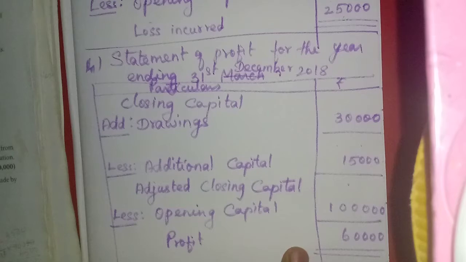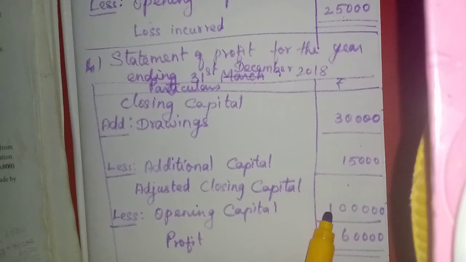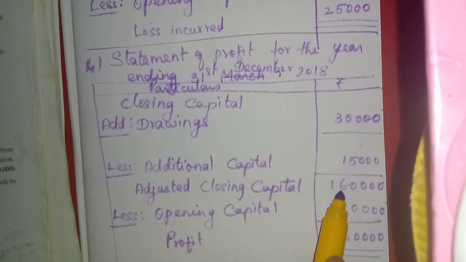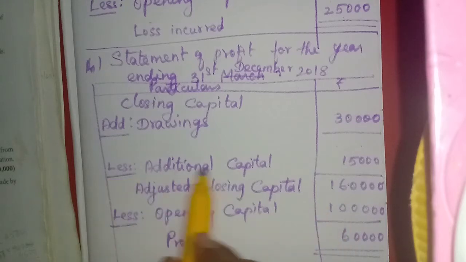Okay, now we will start from down. This 2 we have to add. This profit, no? So we have to add these 2 and write here. How much? 1,60,000. So now you see from 1,60,000, if you deduct 1 lakh, we will get 60,000. That is correct.